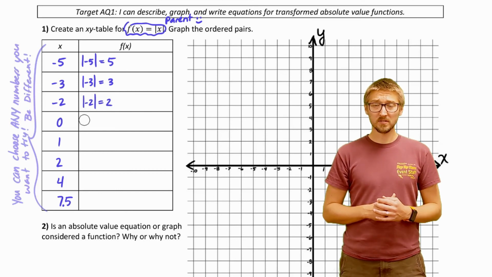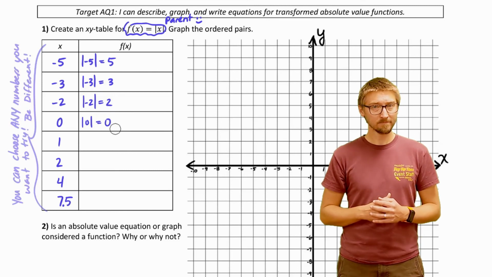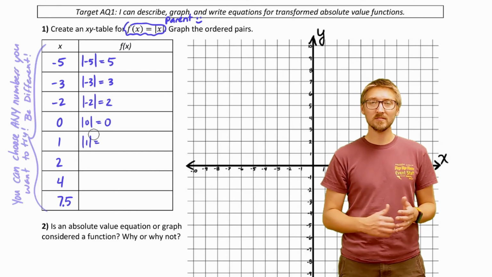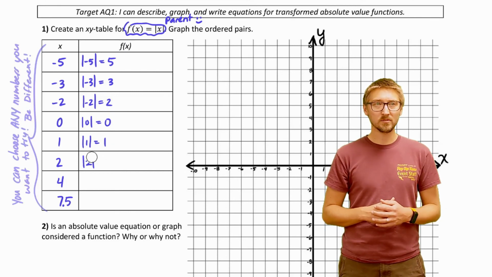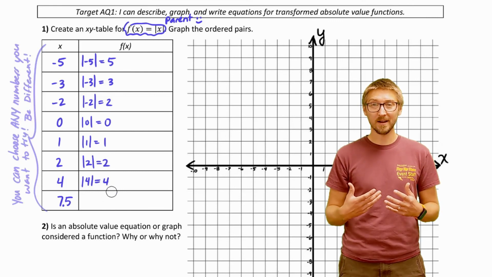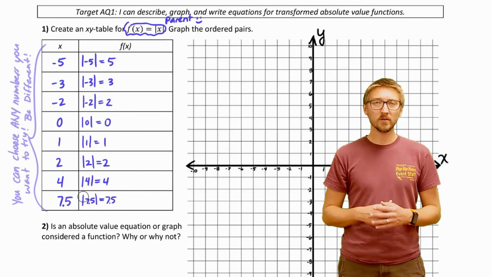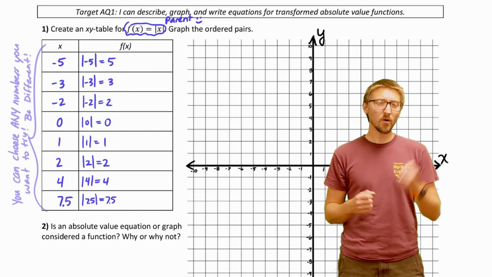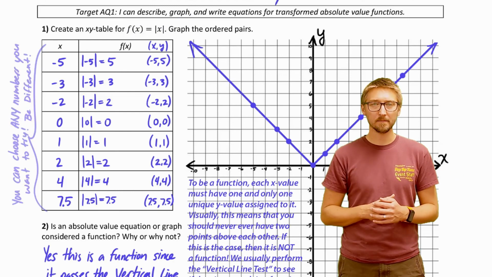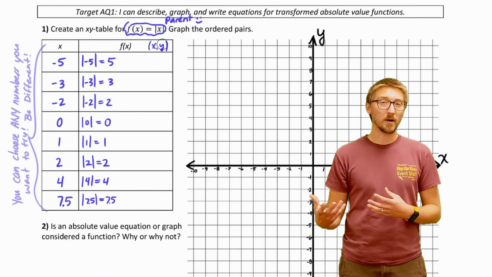And then the absolute value of 0. Sometimes people pause because they wonder, can you even do that? Well, sure. The absolute value of 0 is 0. Now moving into the positives, the absolute value of 1 is just 1. The absolute value of 2 is 2. The absolute value of 4 is equal to 4. And then if I have an x value of 7.5, the absolute value of that is 7.5. So absolute values take whatever number is inside and rip away the negative if there is one. If the number is already positive, it doesn't really care.